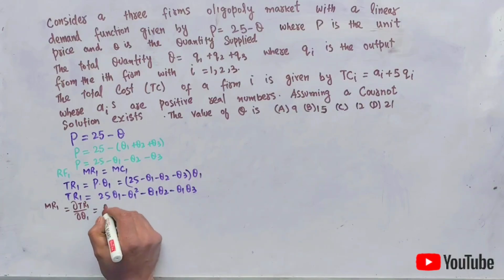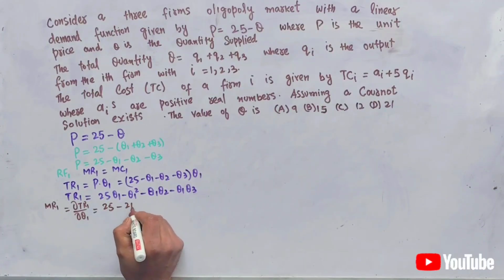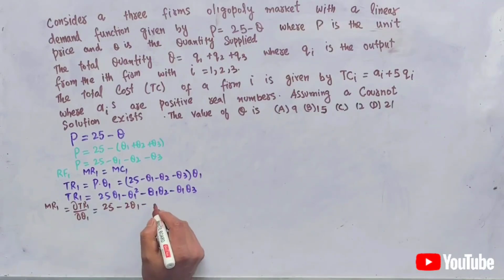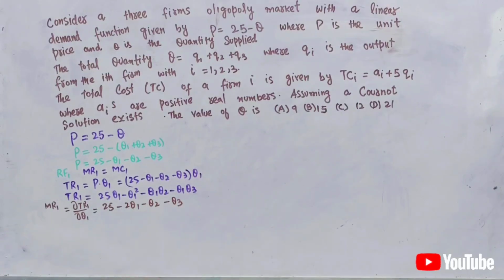That is the partial derivative of this function with respect to Q1. Derivative of Q1 is 1, so we are left with 25 minus derivative of Q1 square is twice Q1 minus derivative of Q1 is 1, so we are left with Q2, and here again derivative of Q1 is 1, so we are left with Q3. Okay, this is the marginal revenue function for firm 1.